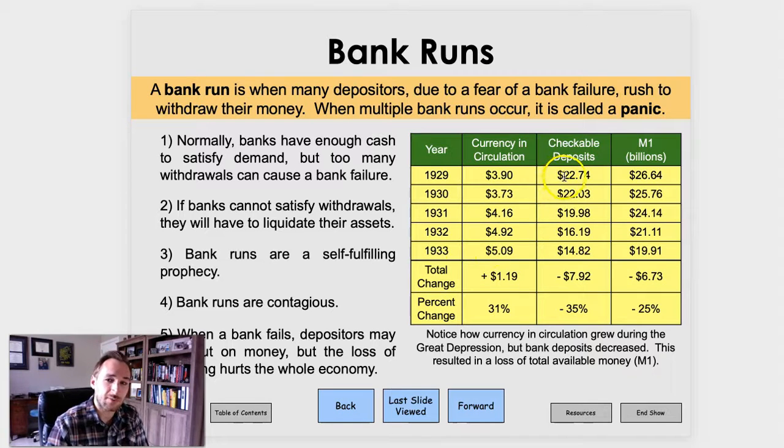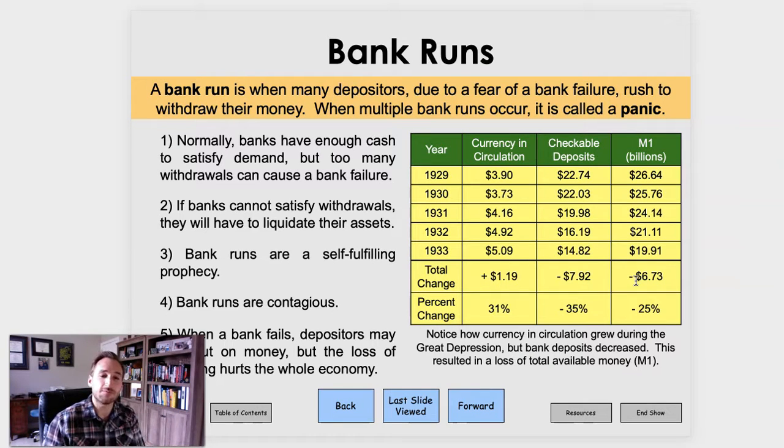But because checkable deposits are falling, meaning people are continuing to pull money out of banks, we actually see the M1 money supply shrink. To give that to you in fewer words: the government can roll out as much paper money as they want to, but if people aren't going to put money into the banks to get lent back out into the economy, it's still going to shrink.